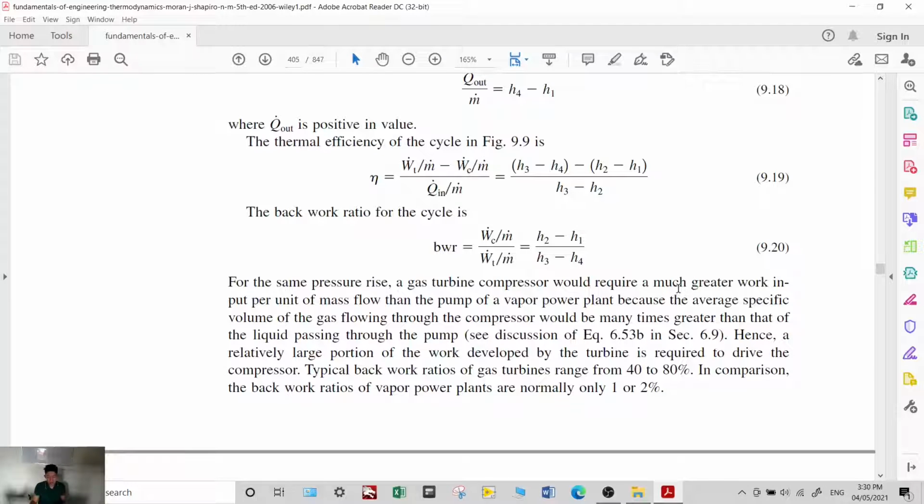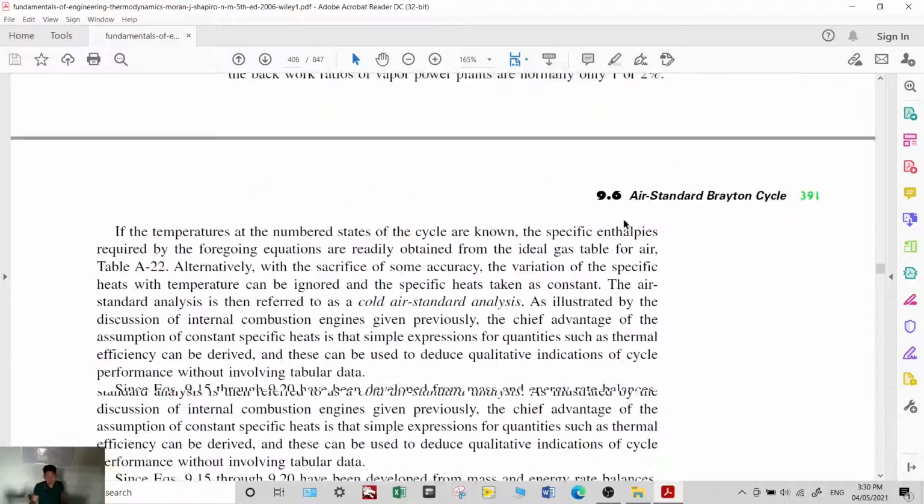The typical back work ratio of a gas turbine ranges from 40 to 80%. In comparison, the back work ratio of vapor power plants is normally 1 or 2%. So if the back work ratio is high, it means a large amount of work is supplied to the compressor.